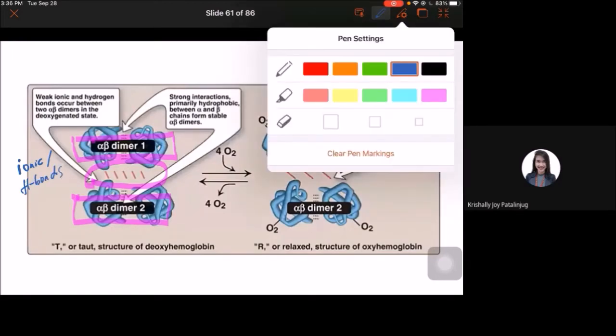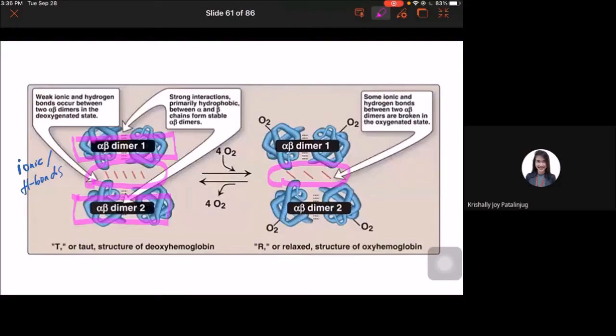Now, if we compare it to the other structure, which one has more ionic and hydrogen bonds? Is it letter A or letter B structure? It has more hydrogen bonds and ionic bonds. It's the letter A. Therefore, this structure implies lesser or lower oxygen binding affinity. That's why it says this is the deoxy form of hemoglobin. And the other one, since lesser hydrogen bonding is observed, this is the oxy form of hemoglobin. We can accommodate oxygen with that form. So that's the difference between the tense form and the relaxed form.